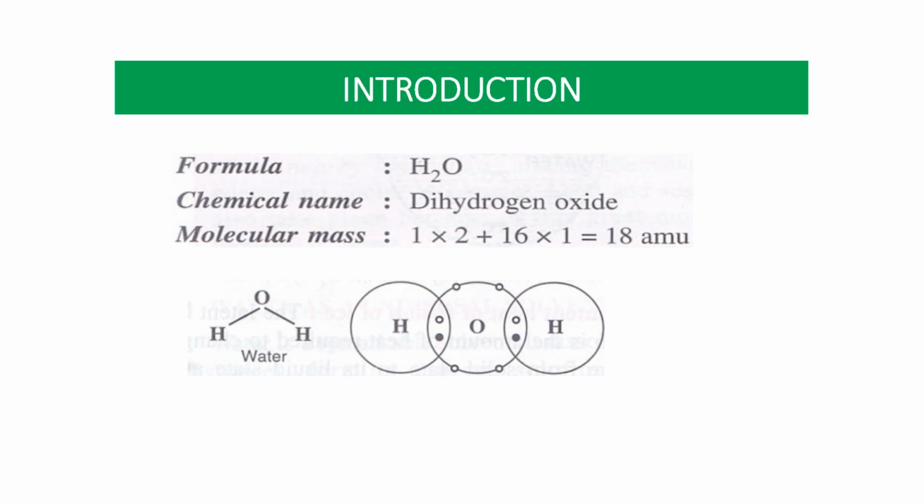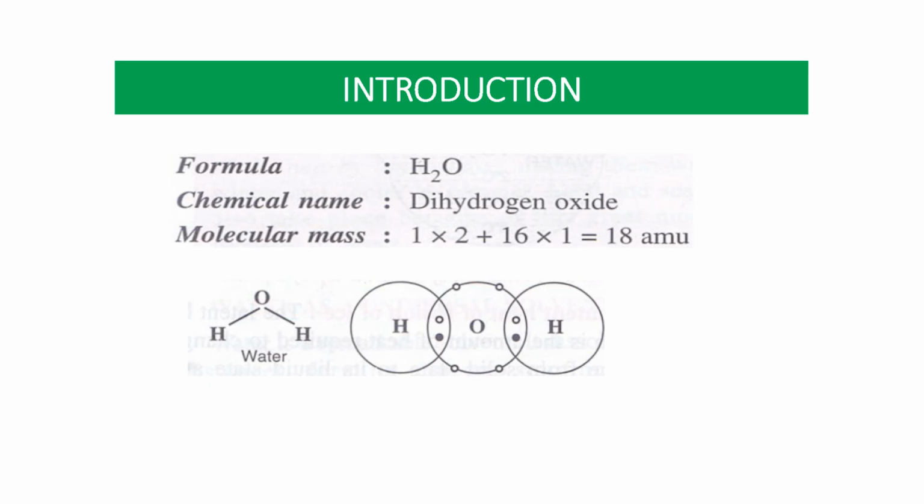Then we come to the structure of water. So there is 1 oxygen atom and 2 hydrogen atoms. They are covalently bonded with oxygen. So there is a covalent bond between hydrogen and oxygen. All of you know what a covalent bond is? A covalent bond is formed by the sharing of electrons, and elements share electrons to complete their octet. So here there is a covalent bond between oxygen and hydrogen.